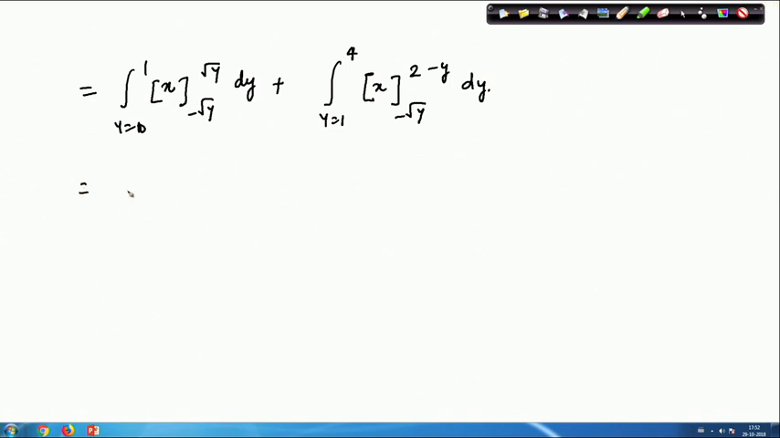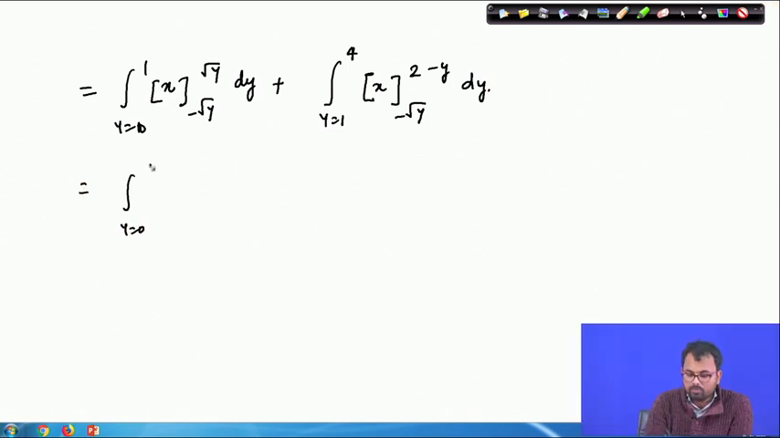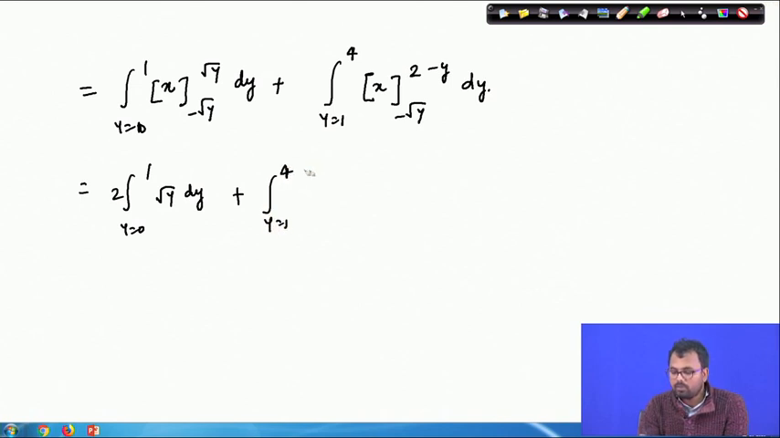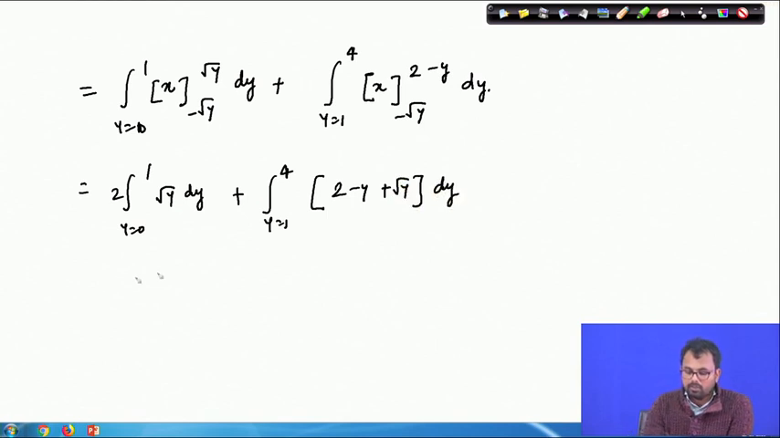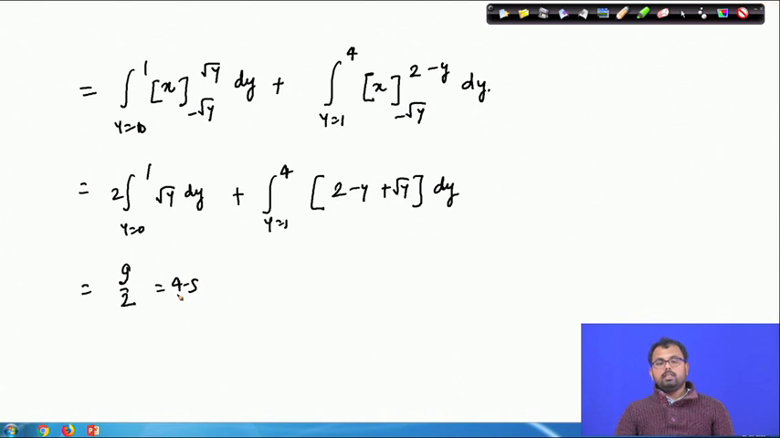So if we substitute, then this will be y running from 0 to 1. This will be square root of y. So basically 2 square root of y dy plus integral y running from 1 to 4, 2 minus y plus square root of y dy. So if we integrate, then ultimately here also we will obtain 9 by 2. So 4 by 4.5.